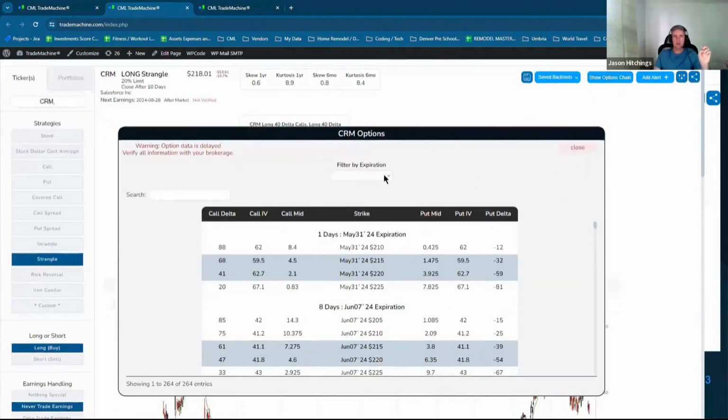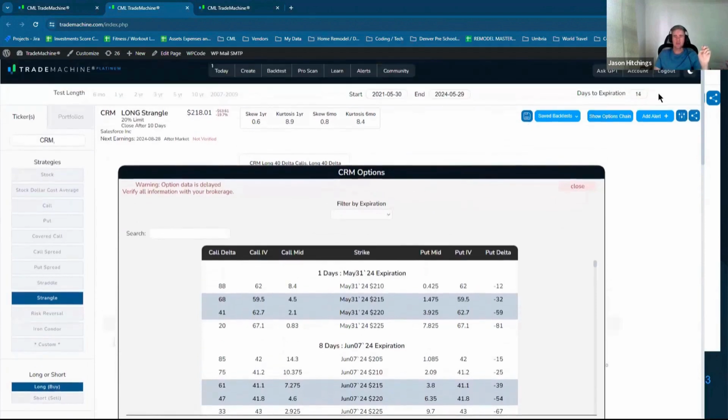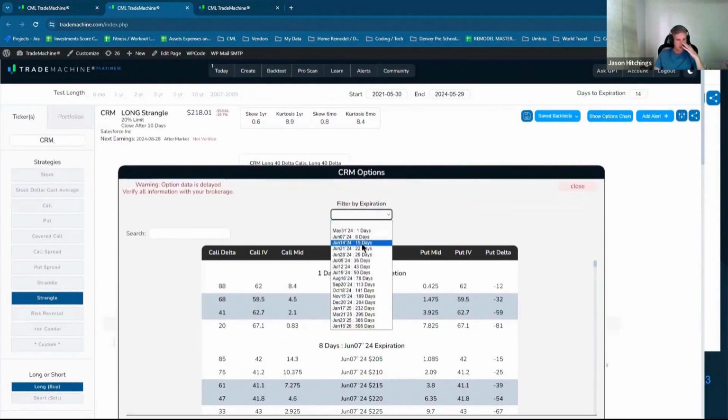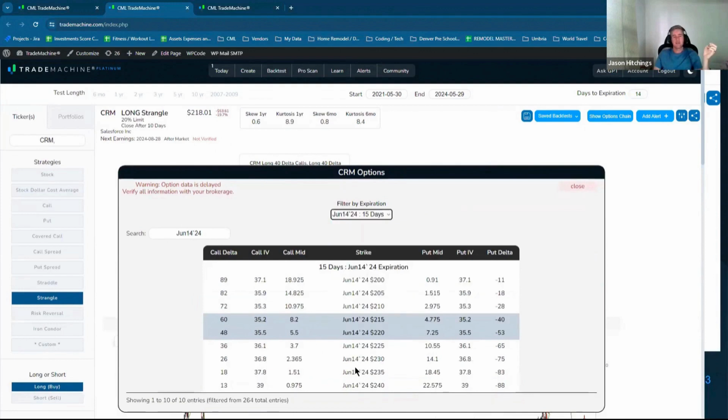No problem if you're not an annual member. You can click the show options. You know that you want to be as close to 14 days in the future as possible. 15 days is pretty close. And then from there, we are looking at the call delta. We want as close to 40 delta as we can. And on the put delta, we want as close to 40 delta as we can. So there we have it. That tells us the position that we're going to put on.